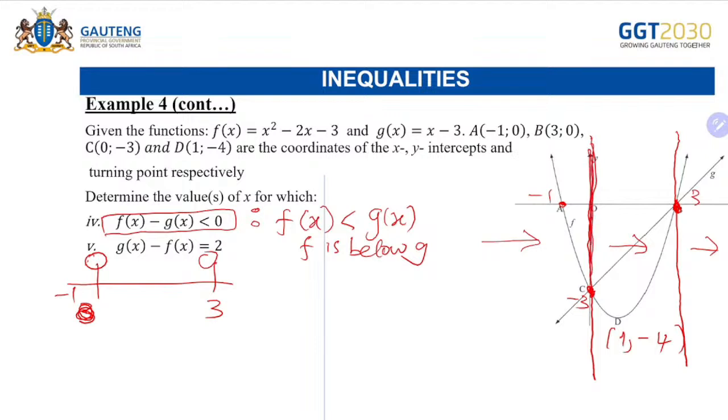Check the graph on the left. Which graph is above? Check now. This is F. F is above, G is below. What am I looking for? F is below. So I'm not interested. The answer is not here.